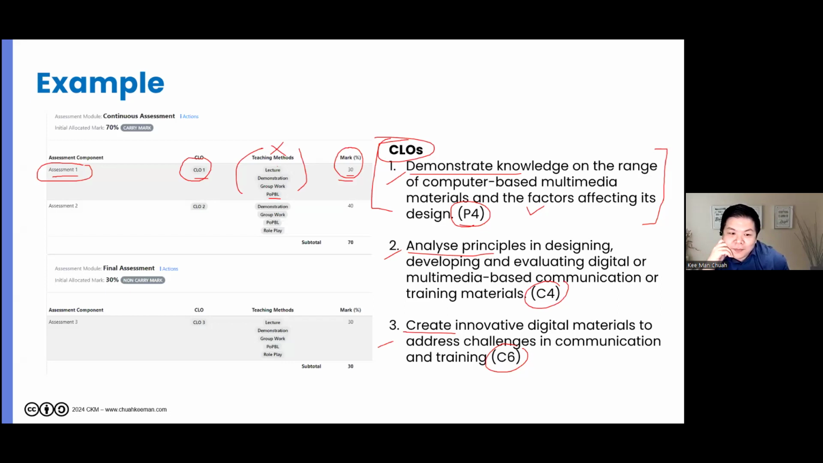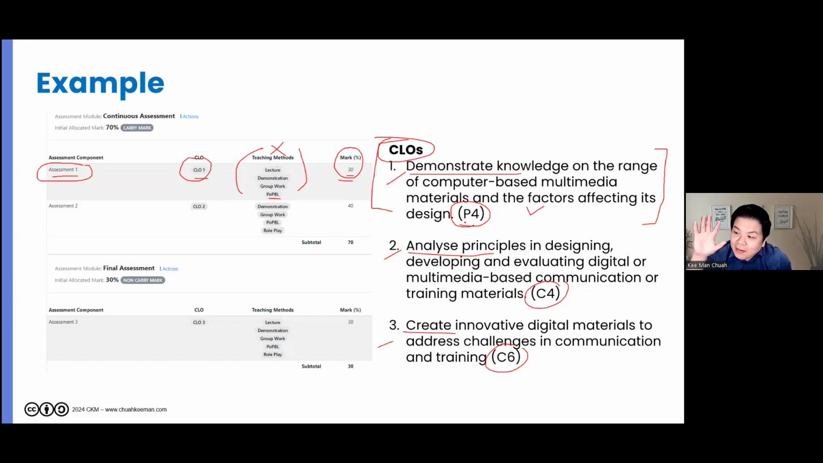Just to check whether authentic assessment can be generated for number 1: demonstrate knowledge on the range of computer-based multimedia materials and the factors affecting its design. We're not going to argue on the RO, because if you go into detail about the RO, you can argue a lot. But never mind. Assume that you have no way to change the RO, because if you want to change, maybe you have to wait for another cycle of CQI or curriculum review.